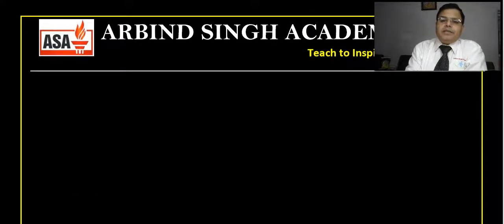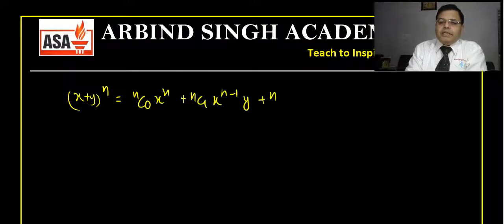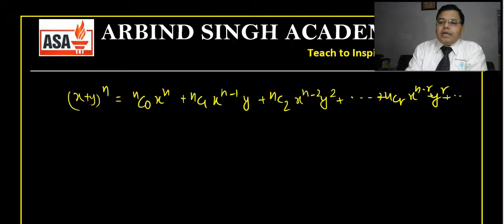because as we have learned, the binomial expansion is (x plus y) whole to the power n is equal to x to the power n plus nC0 x to the power n plus nC1 x to the power n minus 1 y plus nC2 x to the power n minus 2 y to the power 2, like that nCr x to the power n minus r y to the power r, and nCn y to the power n.